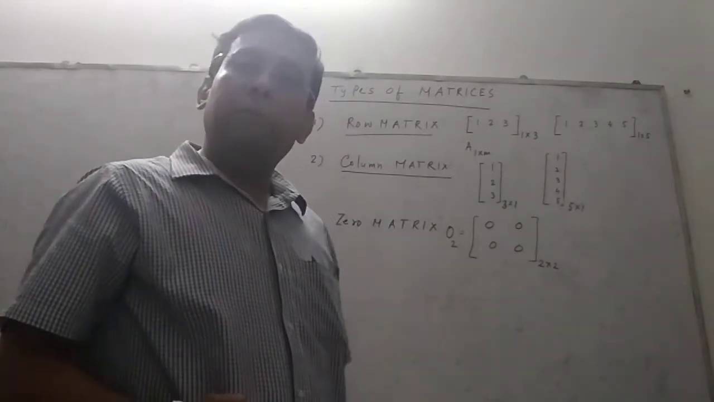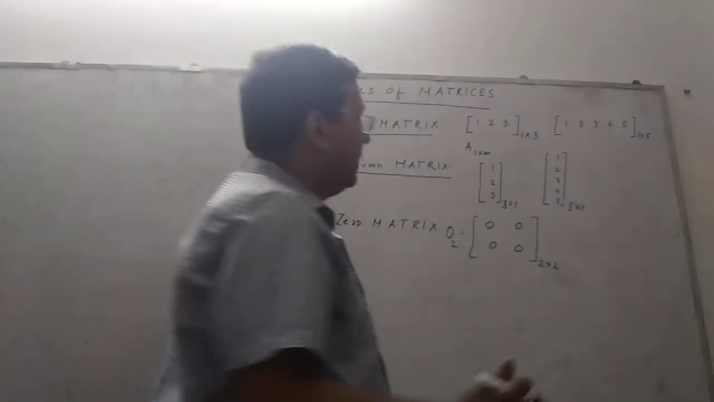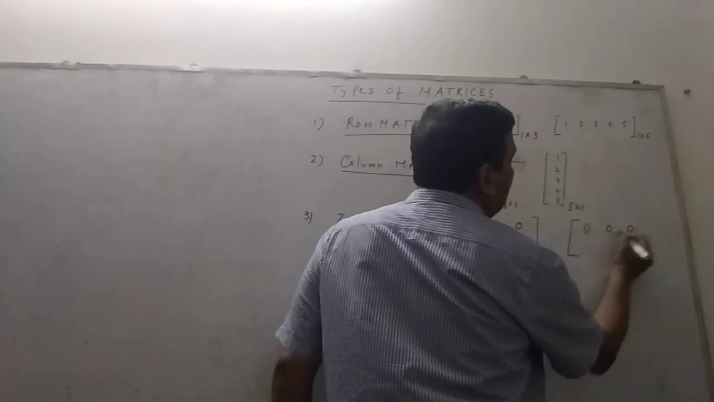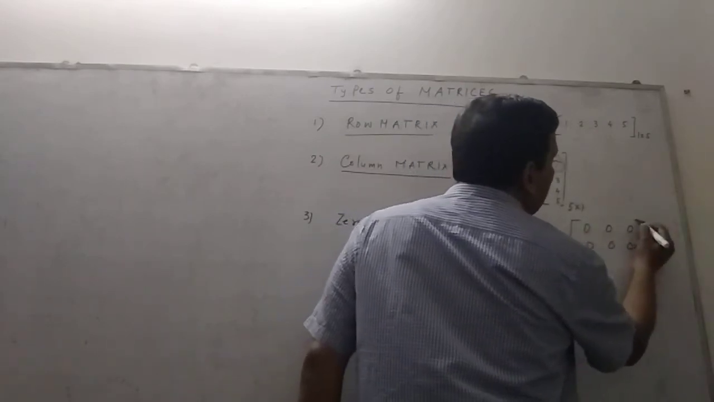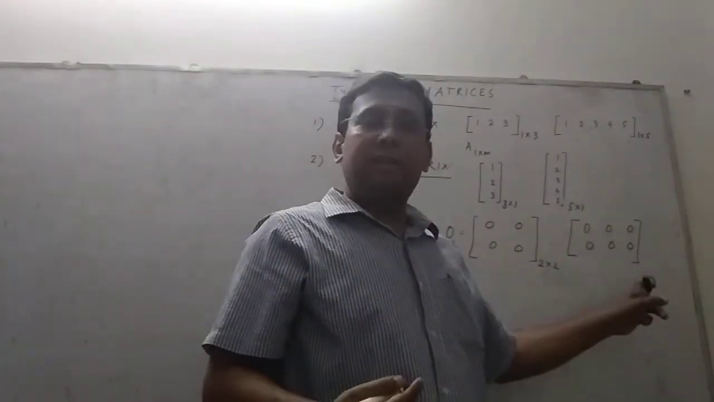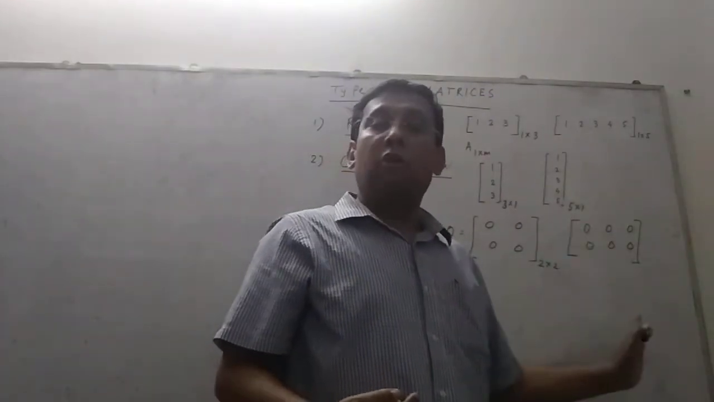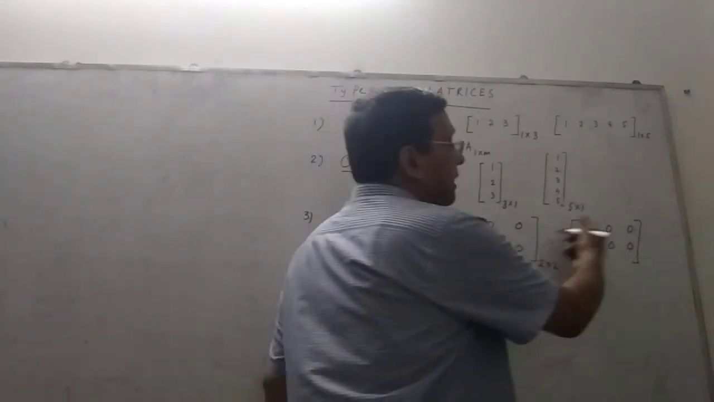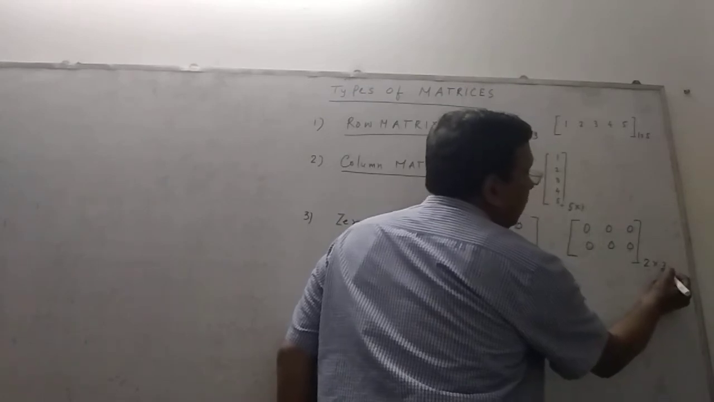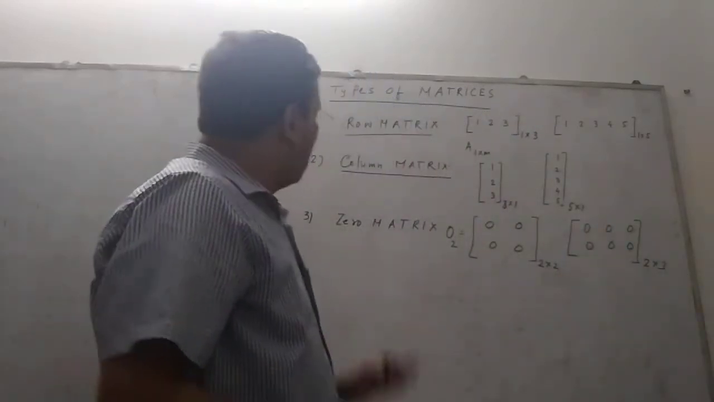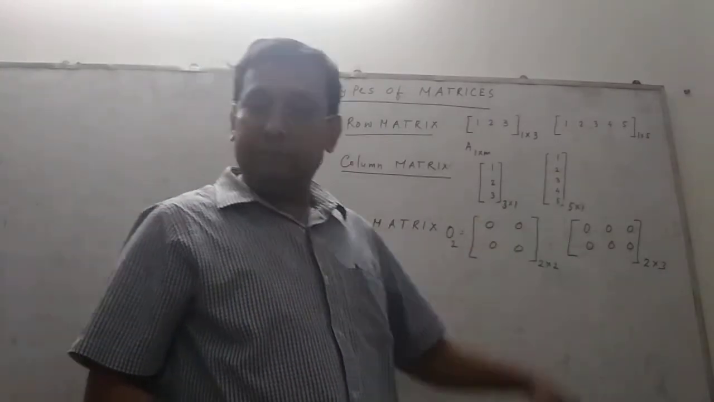Zero matrix also can be a rectangular matrix. That is, it's a rectangular type matrix: 0, 0, 0, 0, 0, 0. This type of matrix is also called rectangular matrix. But when all the elements of a rectangular matrix are 0, in this way, for example, it is a 2 by 3 null matrix. So null matrix can be like this.